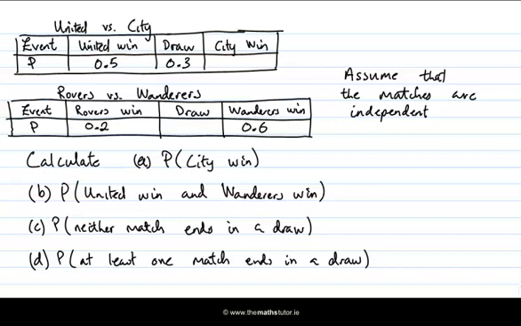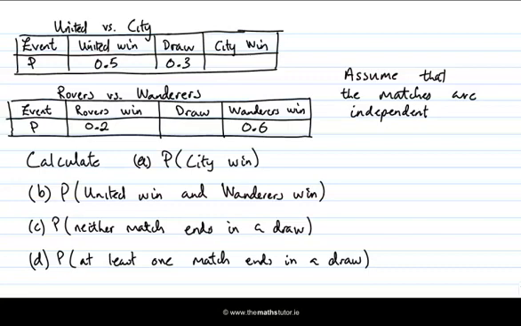And also we're assuming that the only possible outcomes in each match are either a win for one of the teams or a draw. So there are three possible outcomes. They're not equally likely outcomes, but those are the three possible outcomes in each match. And the problem is to calculate the probabilities of various events, and we've listed some events here that we want the probabilities of. So let's go through this.